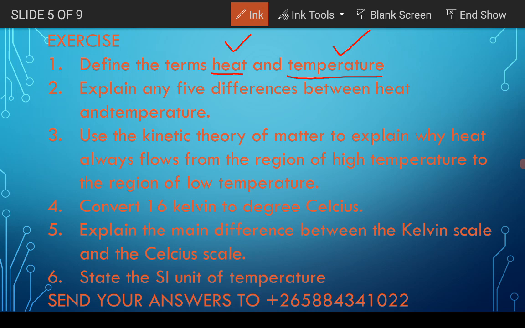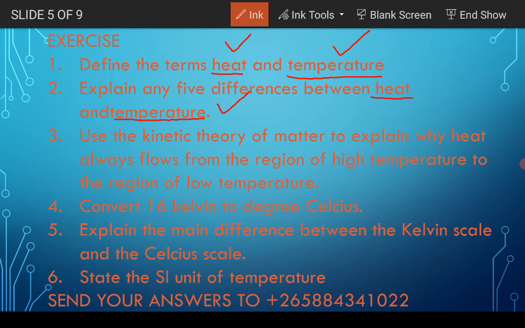So define heat and the temperature in your own wording. It may not be a direct copying from the definitions that we have looked at before. Number 2, explain any 5 differences between heat and the temperature. You can go an extra mile by looking up from the internet and other sources more differences apart from the ones that we have looked at. There are more differences between heat and the temperature.